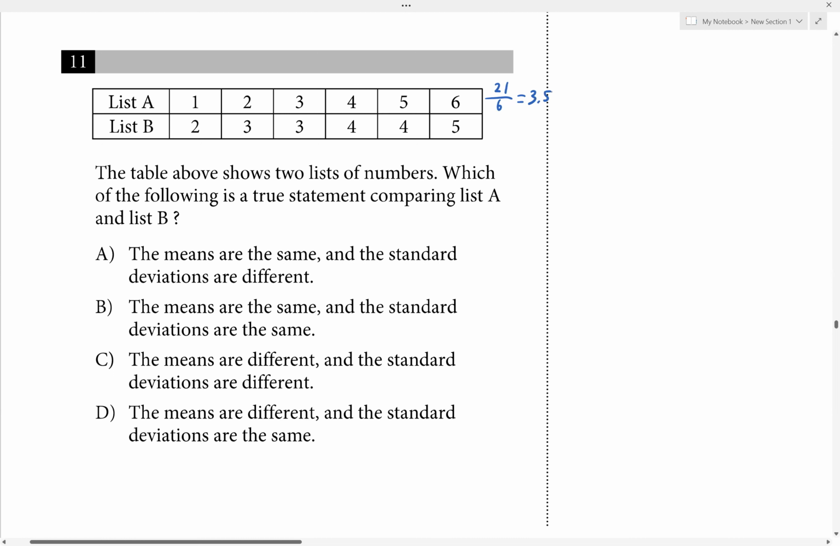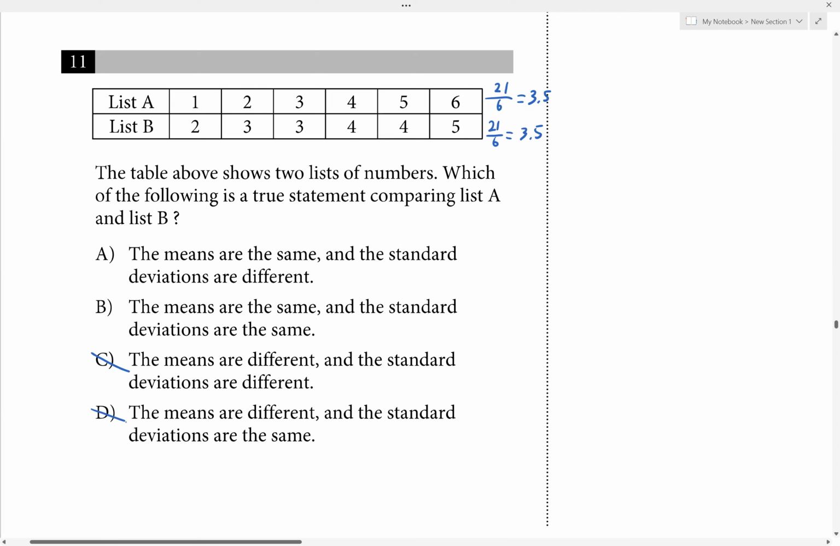Okay, so for list B, we can do the same thing. 2 plus 3 plus 3 plus 4 plus 4 plus 5 is also 21. And then if we divide by 6, that's again going to be the same, 3.5. So that means the means here are the same because they actually have the same total. The sum is the same, so the mean is going to be the same. So it's not C and not D. Okay, so the means are the same.